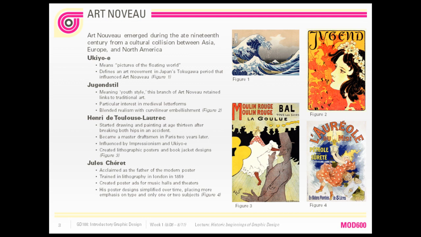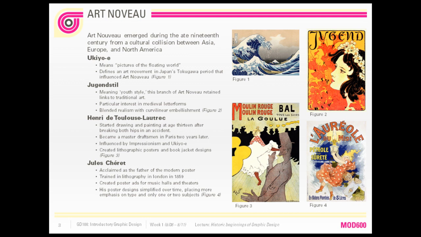Ukiyo-e defines an art movement from Japan's Tokugawa period that influenced Art Nouveau. If you look at Figure 1, it's a Hokusai. It's a beautiful piece of art there. But if you look at the way that it's drawn, the economy of line, the simple color palette, and the organic dynamic curves throughout, and then you move on to Figure 2, which was Jungian style, you can see it's very similar.